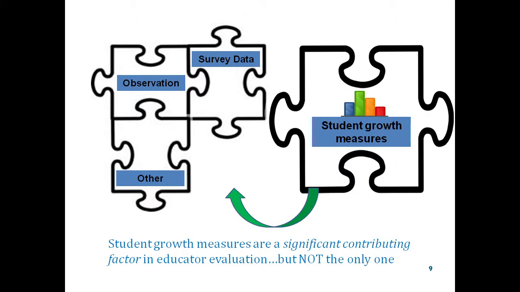Here is one very important thing to remember when thinking about the use of student growth measures as a part of the educator evaluation process. Evidence about the extent of student learning is just one of multiple measures that should be used when making a determination about a teacher's overall effectiveness at providing quality instruction to students.